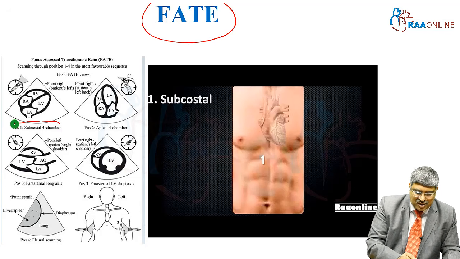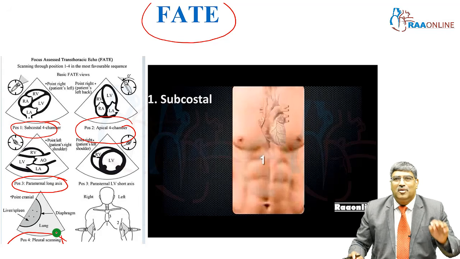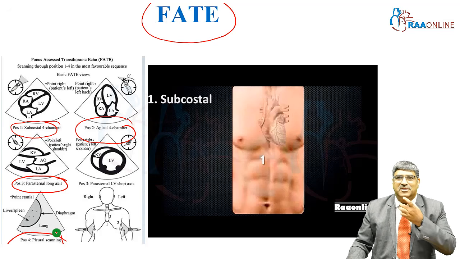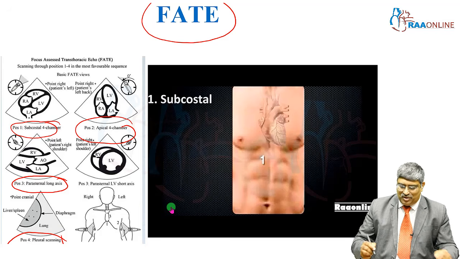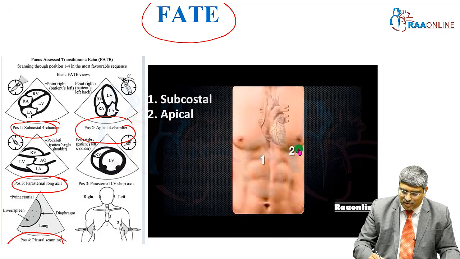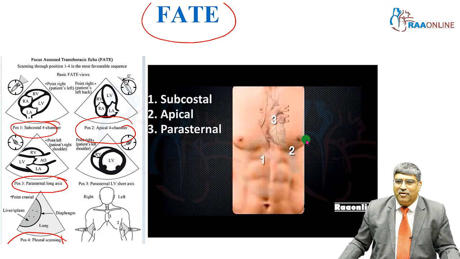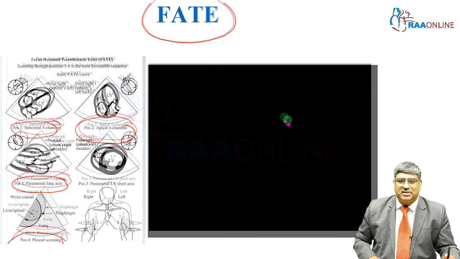One is the subcostal, followed by apical, then third one is the parasternal, and the fourth one is the pleural scanning. In addition, one more view is there, which is the suprasternal view to assess the great vessels. Here you can see the subcostal view, second is apical, third is the parasternal, and fourth is the pleural. And in addition, you have the suprasternal view to assess the great vessels.